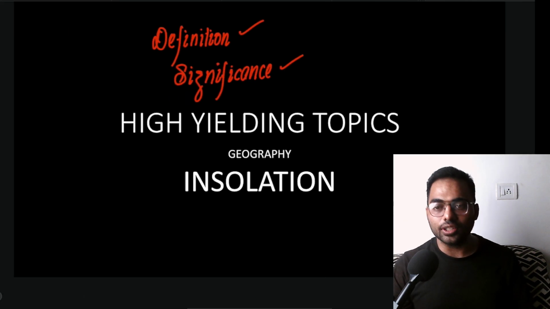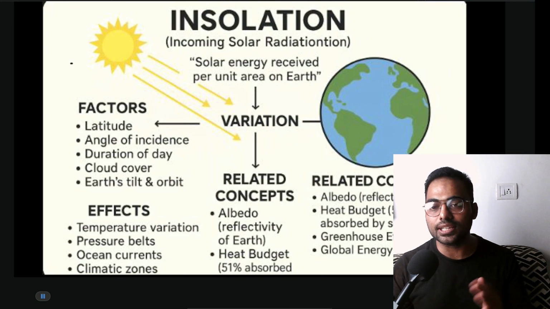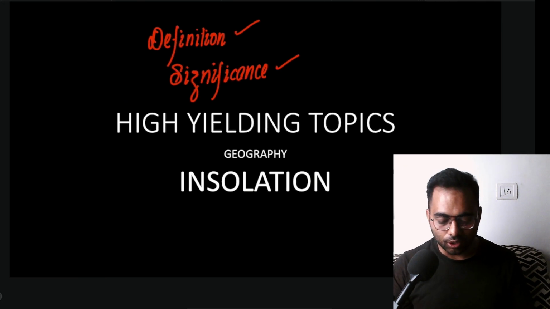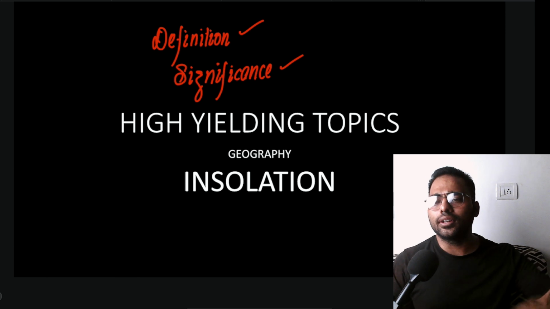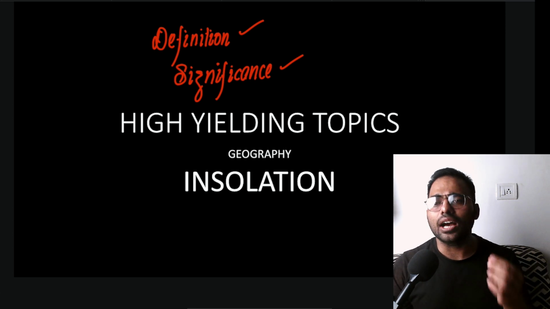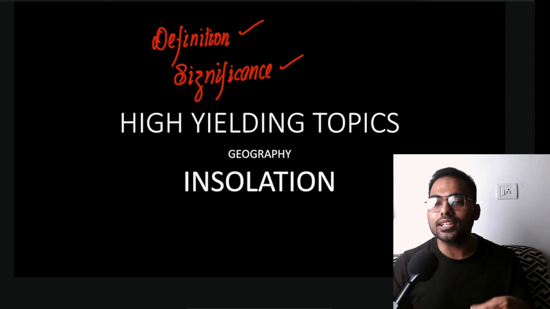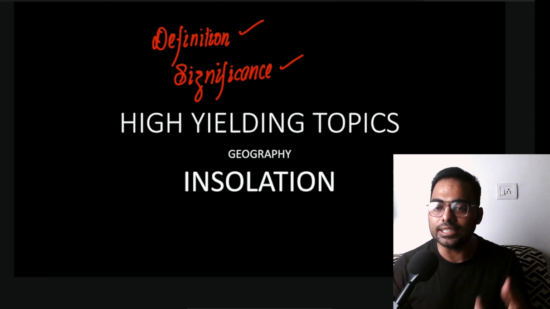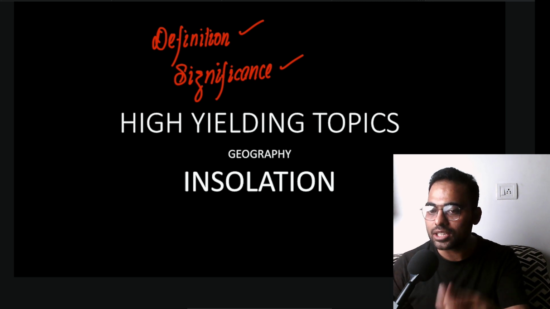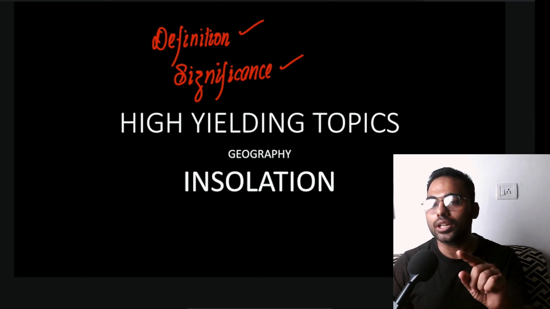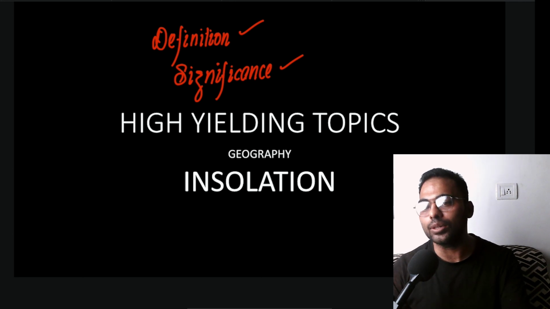So what is insolation? Insolation, as the name suggests, is incoming solar radiation. तो ये है क्या? धरती पे जो सूरज की किरणें आती हैं उनको हमने इंसुलेशन कहा. इसकी क्या आवश्यकता है, क्या सिग्निफिकेंस है हमारे लिए? With this we'll understand how does the earth get heated, and upon being heated, how does the earth heat its atmosphere? यानी अर्थ का जो एटमॉस्फेयर है डायरेक्टली हीट नहीं होता है from the incoming solar radiation. It gets heated by the earth.